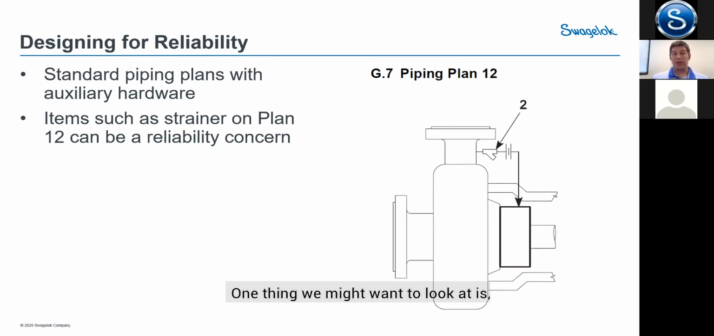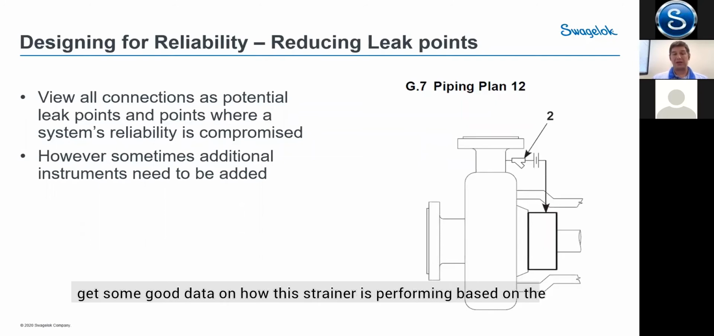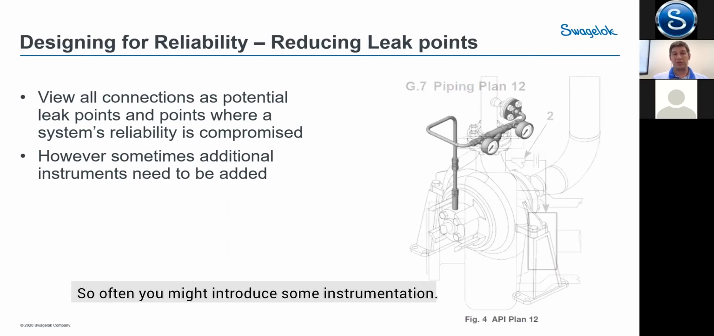So one thing that we might want to look at is, while we're still trying to reduce leak points, we don't necessarily want to add in a bunch of components. We may need to add some instruments to allow us to actually get some good data on how this strainer is performing based on the cleanliness of this process, and then how the seal is performing. So often you might introduce some instrumentation.